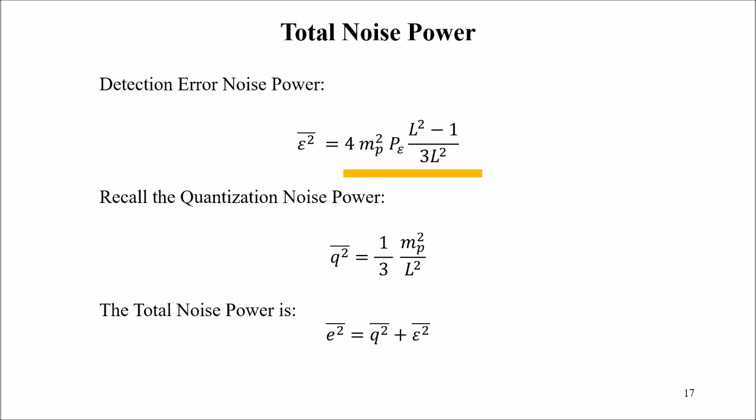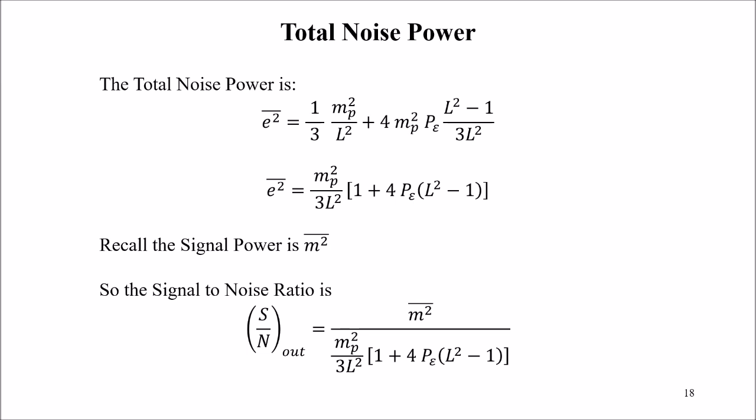If you recall, the quantization noise power is 1/3 MP squared divided by the number of levels squared. So the total noise power is going to be the quantization noise power plus the detection noise power. Add those two together and we get the total noise power. Then I do a little algebra. We have a 1/3 in each term, an MP squared in each term, and an L squared in each term.